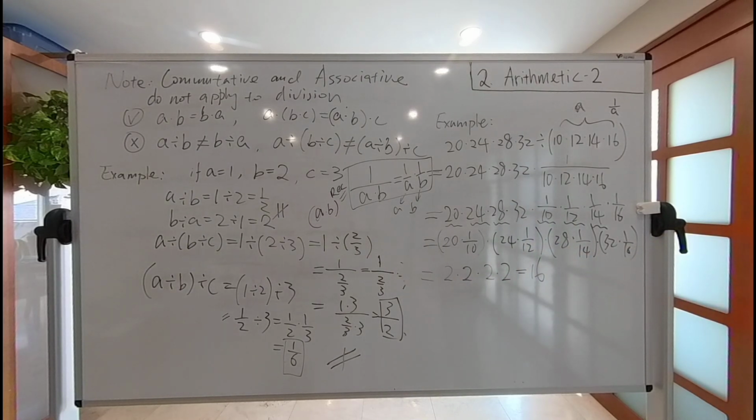So this gives an example of how you solve a complicated expression which has a mix of multiplication and division, and you can convert your division into multiplications of reciprocals to simplify your operations and to take advantage of the properties of commutative and associative multiplications. So this is the end of the arithmetic lesson.